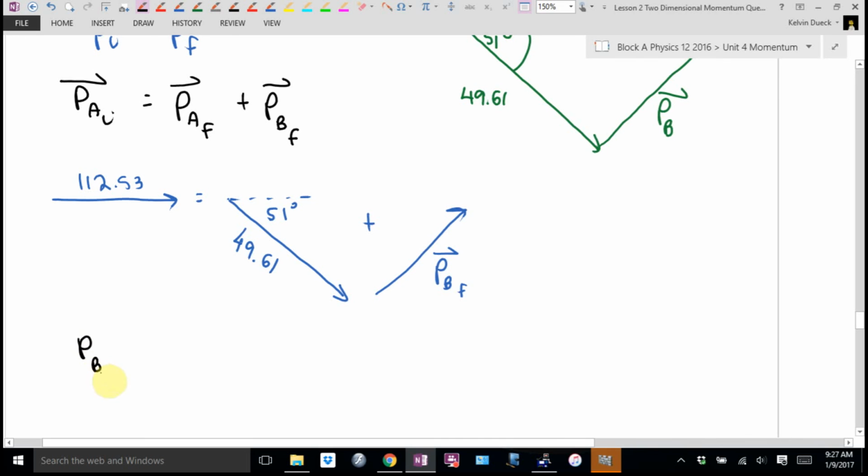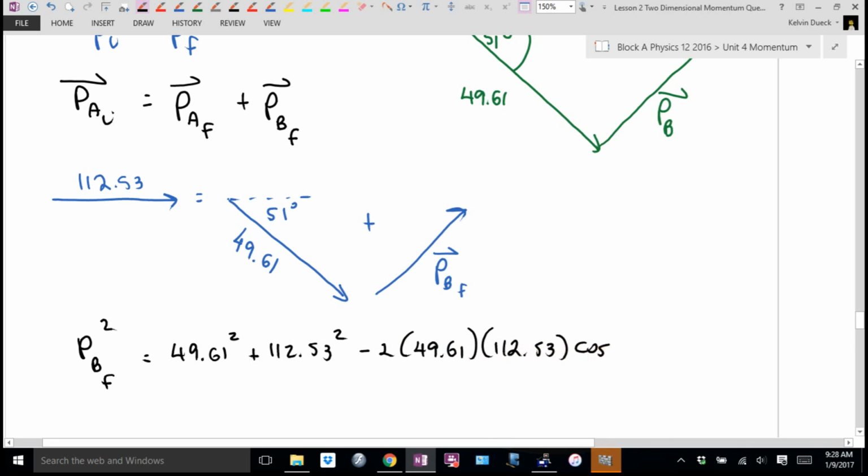Momentum of object B final squared equals 49.61 squared plus 112.53 squared minus 2 times 49.61 times 112.53 cos 51.